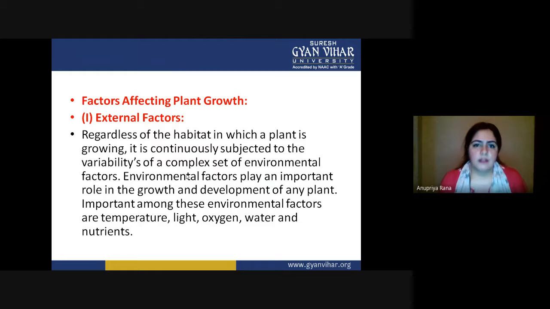Now here are some factors that affect plant growth. External factors. Regardless of the habitat in which a plant is growing, it is continuously subjected to the variability of a complex set of environmental factors. Maybe we know that this particular kind of habitat is suitable for this kind of plant, but still, several other factors play an important role in the development of the plant. And what are these environmental factors? They can be temperature, light, oxygen, water, and nutrients. They play an important role in the whole developmental process of the plant.